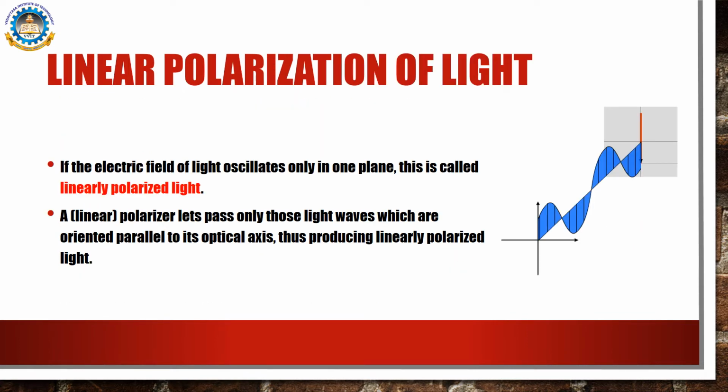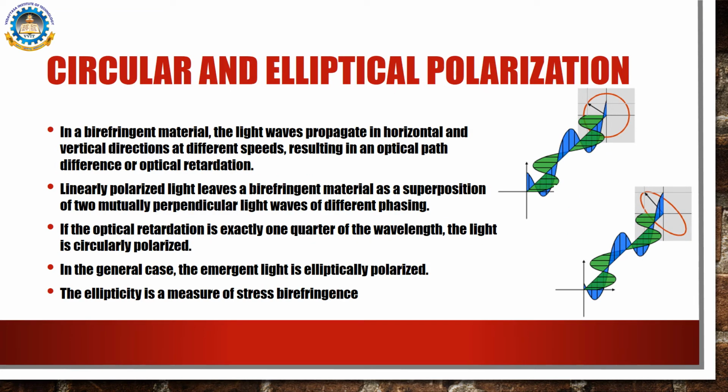Linear polarization of light. If the electric field of light oscillates only in one plane, this is called linearly polarized light. A linear polarizer lets pass only those light waves which are oriented parallel to its optical axis, thus producing linearly polarized light. Circular and elliptical polarization.